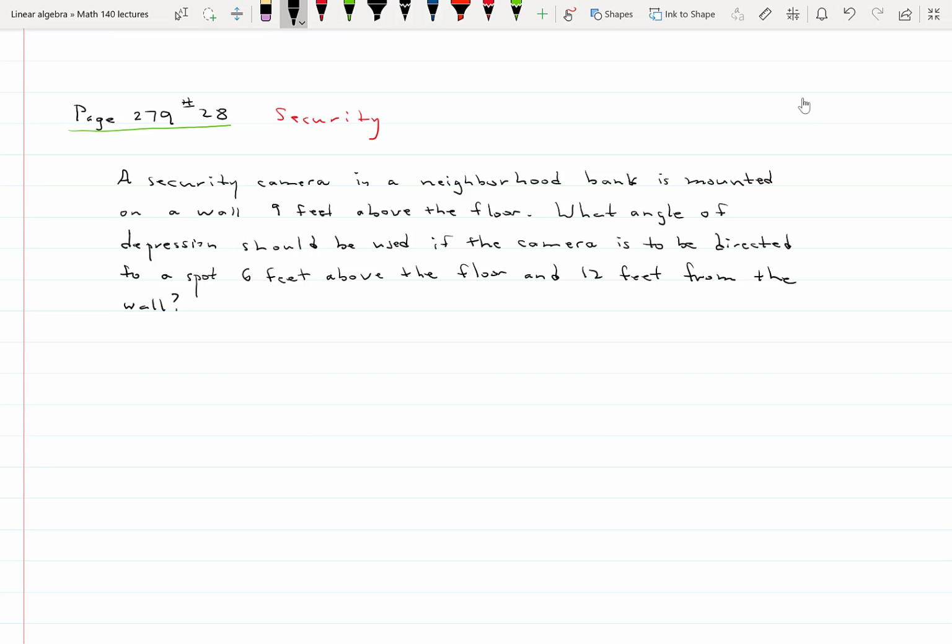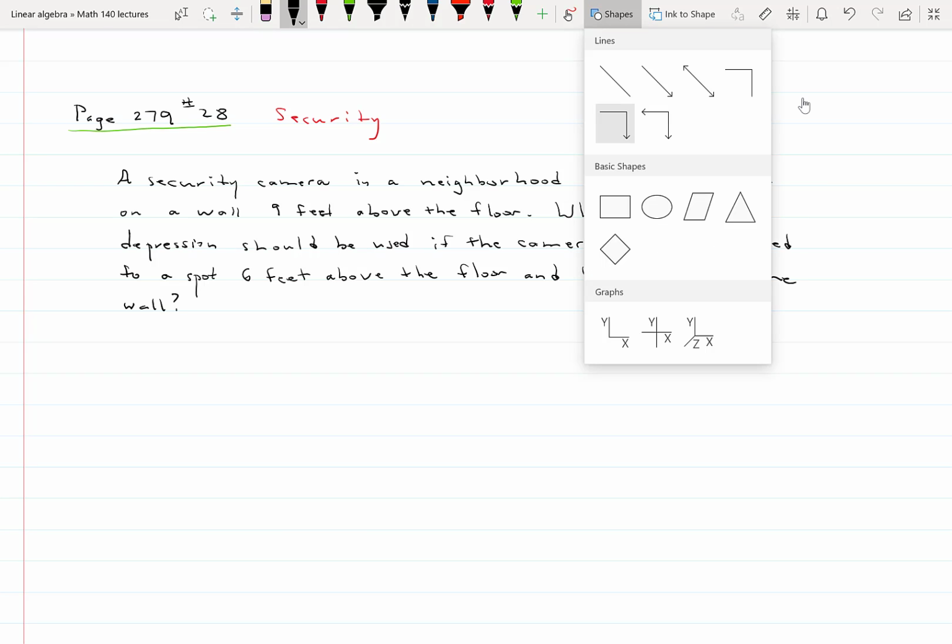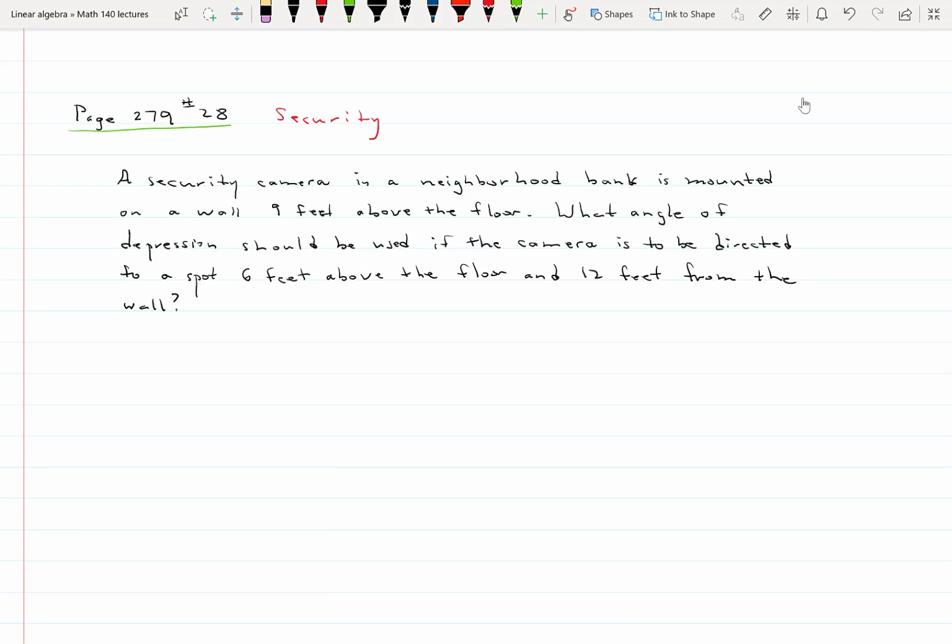So here's our problem. It's entitled Security, and it goes like this. A security camera in a neighborhood bank is mounted on a wall 9 feet above the floor. What angle of depression should be used if the camera is to be directed to a spot 6 feet above the floor and 12 feet from the wall? At first, it doesn't sound like this makes much sense, but when you start drawing a picture, it really kind of does. So let's take a look here.